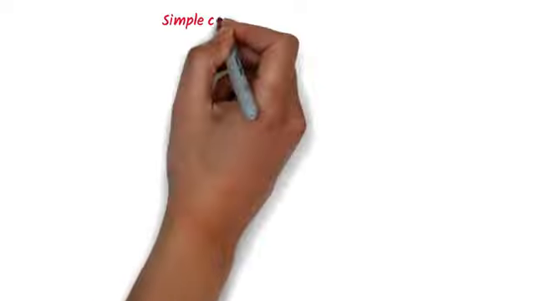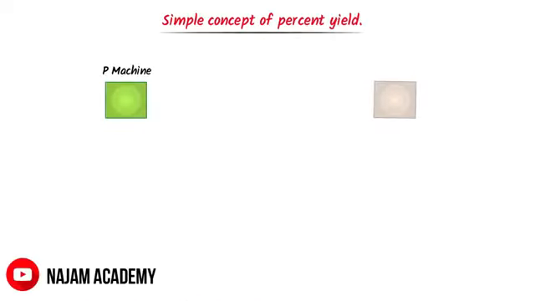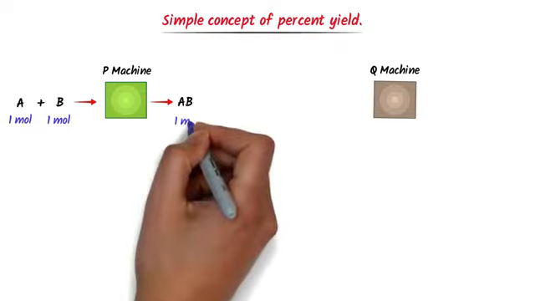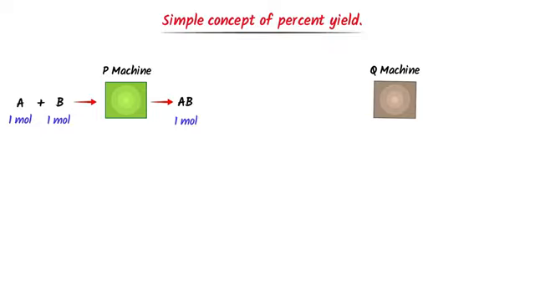Now let me teach you the simple concept of percent yield. Consider two machines P and Q. Let's say I injected 1 mole of A and 1 mole of B to this P machine. Now according to my expectation, I expect that this P machine will give me 1 mole of AB product. But after processing, this P machine gives me 0.5 moles of AB product.